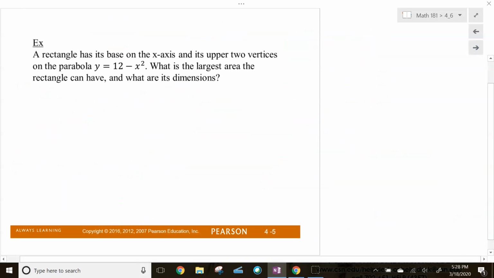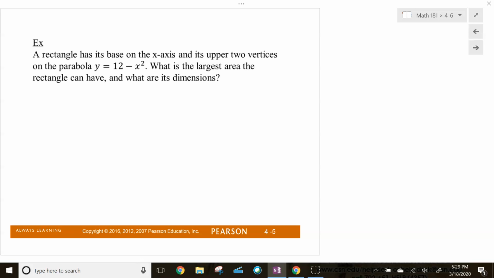All right, here's another applied optimization problem. We got a rectangle that has at its base the x-axis, and its upper two vertices on this parabola y equals 12 minus x squared. What's the largest area the rectangle can have, and what are its dimensions?